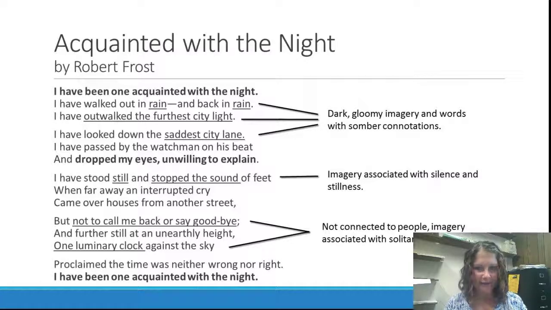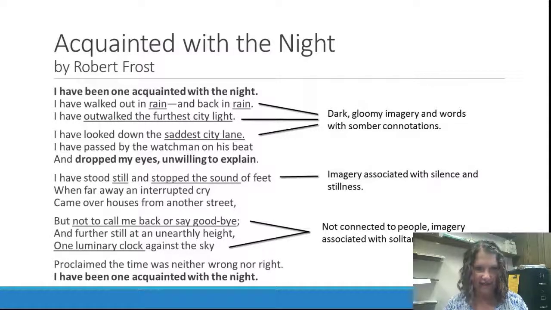As I keep going, in the third stanza, I also notice imagery that has to do with silence and stillness. He says, "I have stood still and stopped the sound of feet." And so at this point, I think the night is associated with darkness and sadness, but maybe there's something else going on here too. Maybe it's not just about things being dark and gloomy and sad. Maybe there's more to it. And maybe this silence and this stillness has something to do with that.